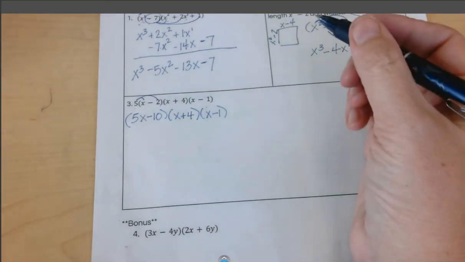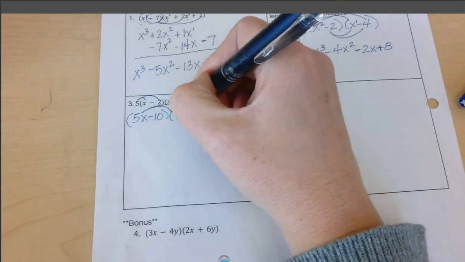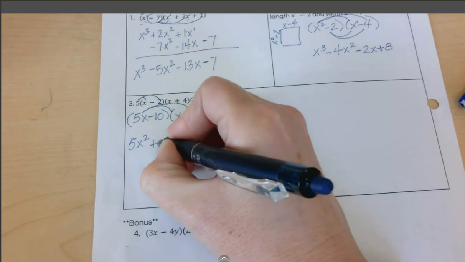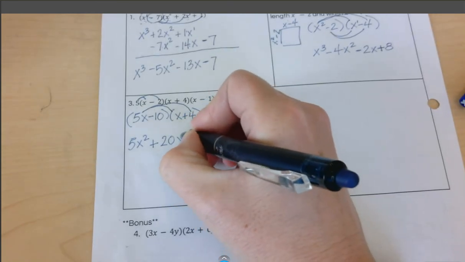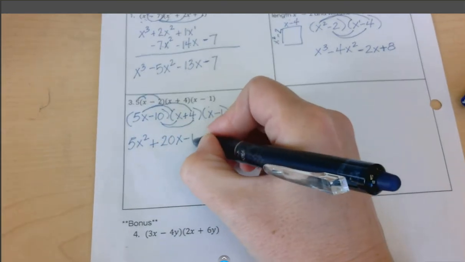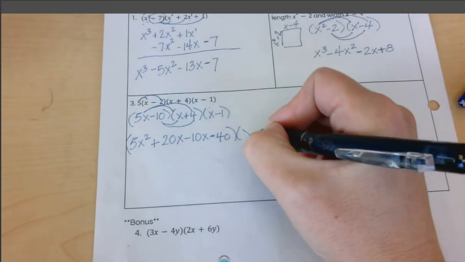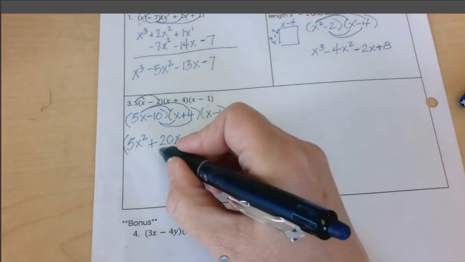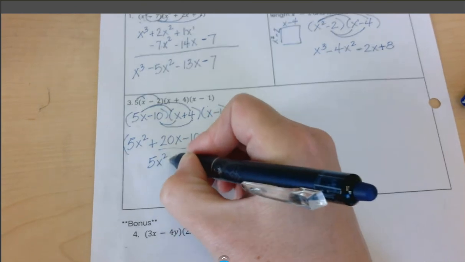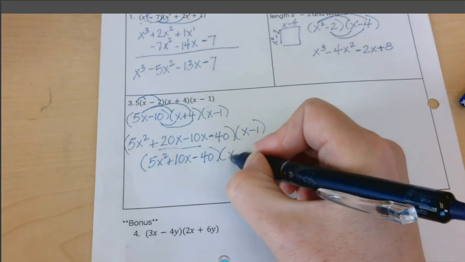All right, then distribute 2 more. So I'll distribute these 2. 5x times x, 5x times 4. I get 5x squared plus 20x. Then distribute the negative 10. Negative 10x minus 40. Combine these like terms here to get 10x. And bring down your x minus 1.